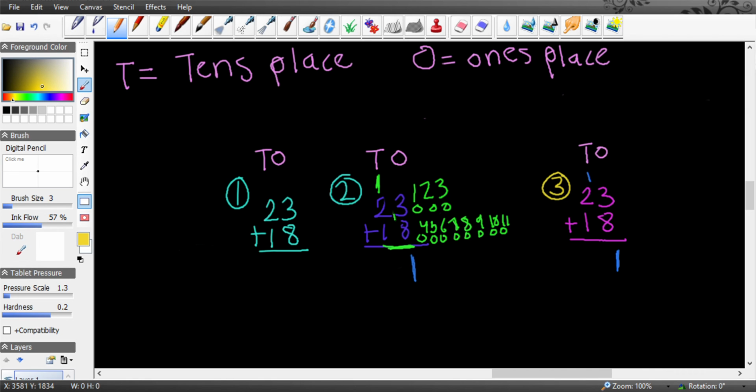And that same 1 is above the 2. So it's still going to be part of the question. It does not have any special powers. So keep that in mind. When you carry in addition, that number that you carry does not have any extra special powers. Just keep that in mind.